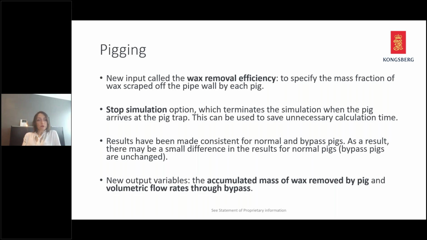We have made results consistent for normal and bypass pigs. As a result, you may expect a small difference in the results for normal pigs in LedaFlow 2.10. And finally, we have introduced two new outputs: the accumulated mass of wax removed by the pig and the volumetric flow rates through the bypass.